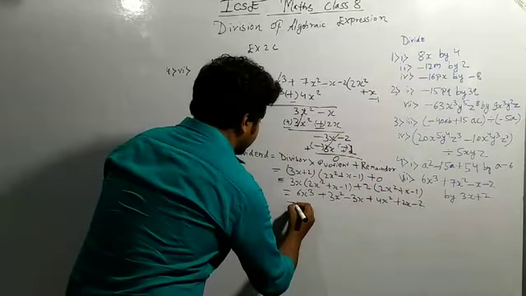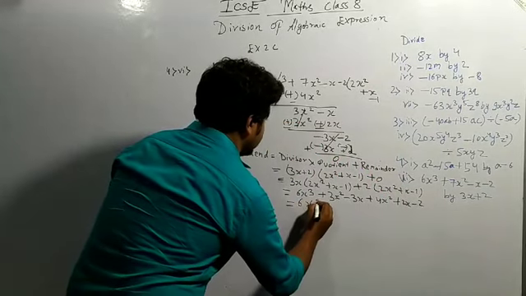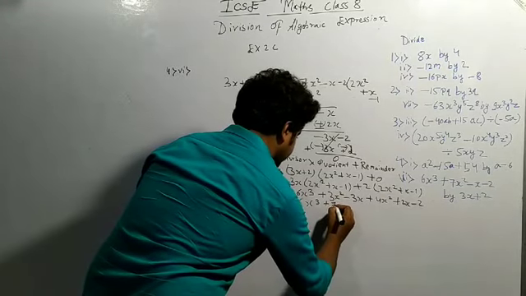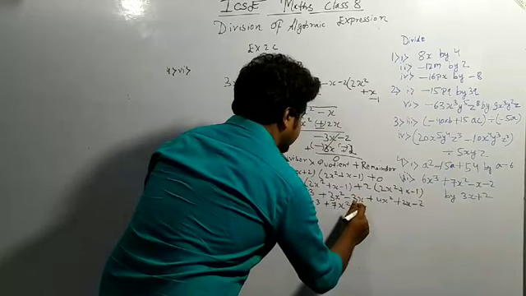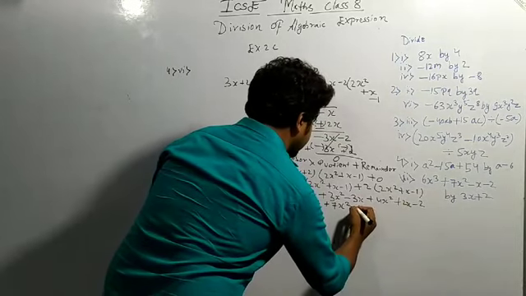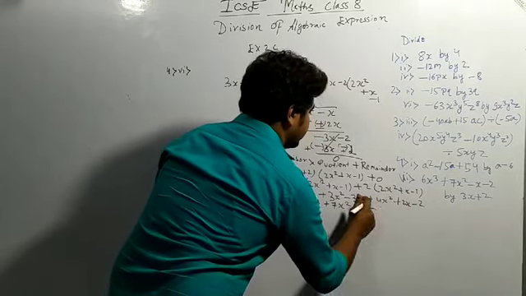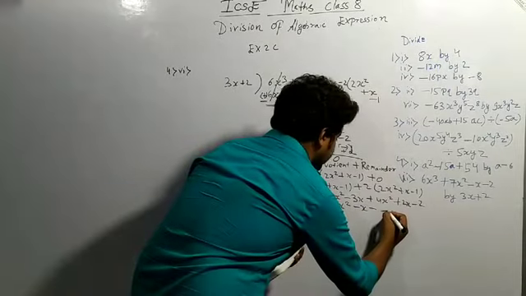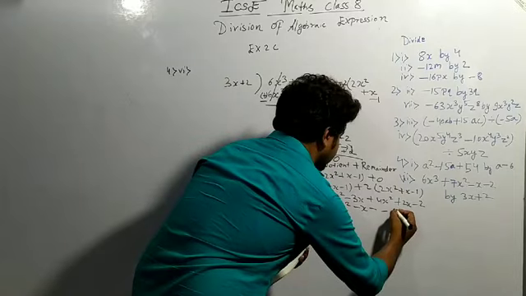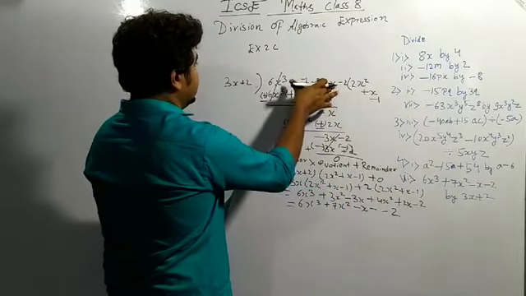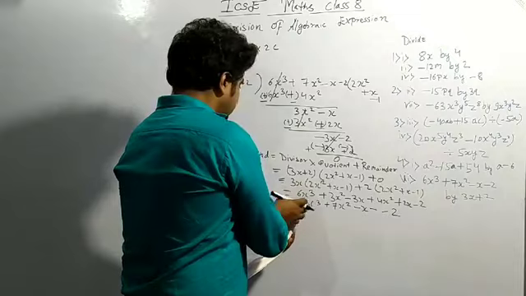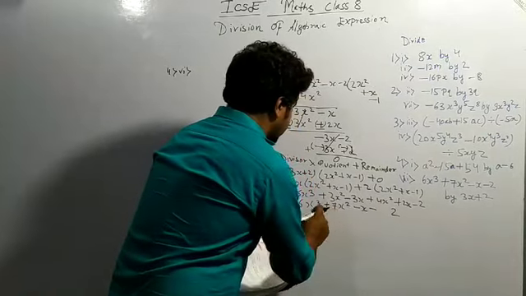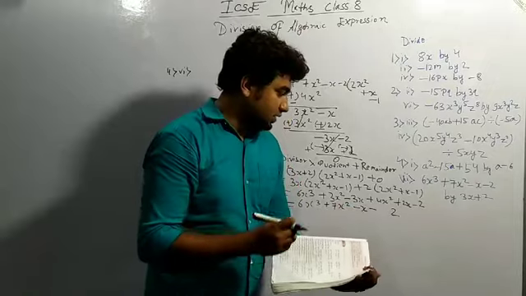So we will see that this is coming out to 6x cube. 3x square plus 4x square is 7x square. And minus 3x plus 2x is minus x. So here it will remain minus 2. So it is exactly equal to the dividend. We have successfully checked that it is equal to the dividend: 6x cube plus 7x square minus x minus 2.